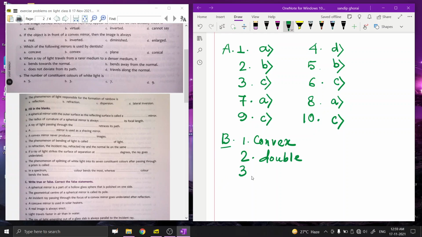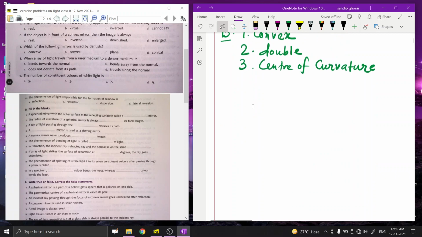Now we move to our next question, 3. A ray of light passing through dash retraces its path. The answer is center of curvature. Now we move to question number 4. A dash mirror is used as a shaving mirror. Simply we can say concave mirror.